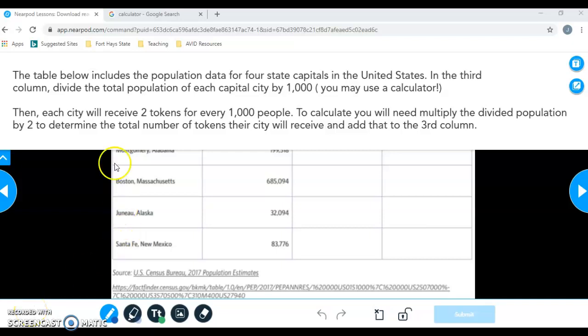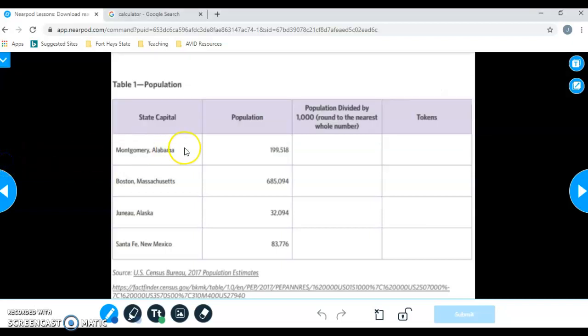Okay, the table below includes the population data for 4 state capitals in the United States. In the third column, divide the total population of each capital city by 1,000. Let's start here. I'm going to do Montgomery, Alabama as an example.